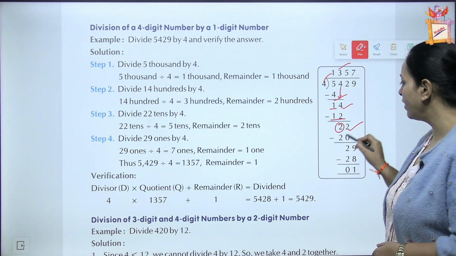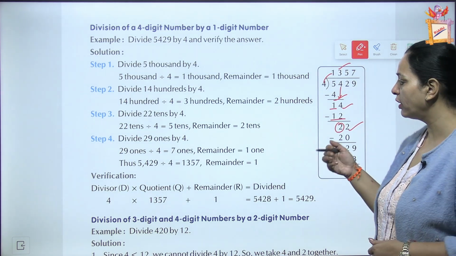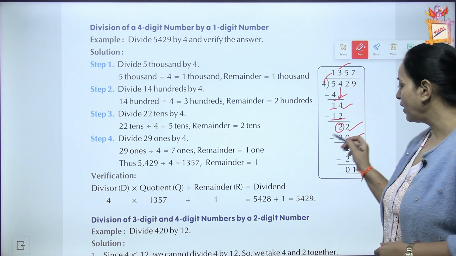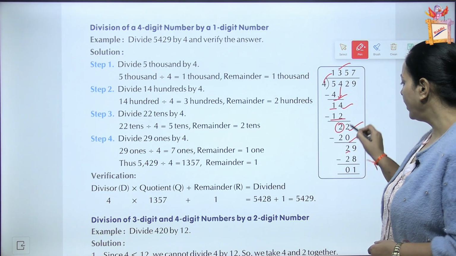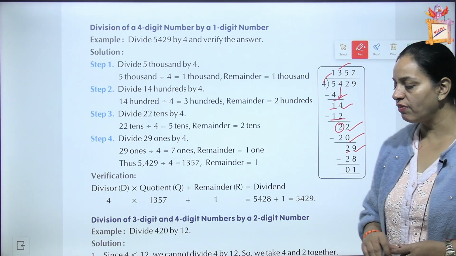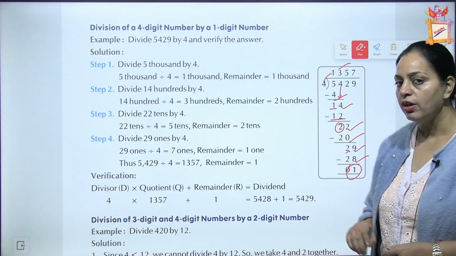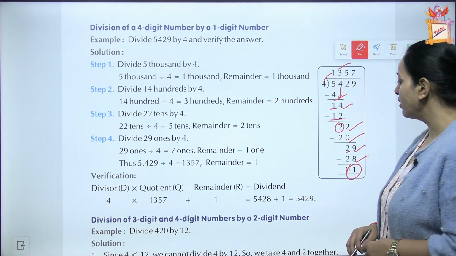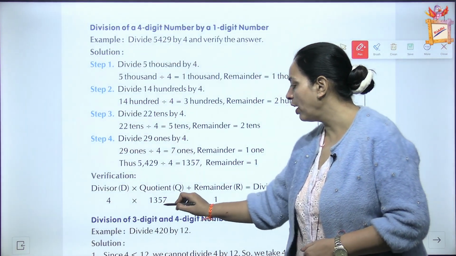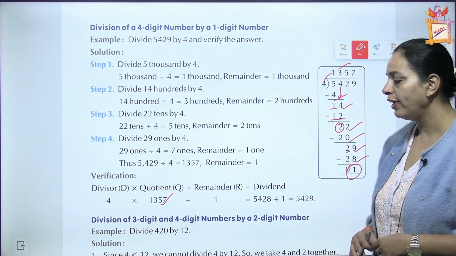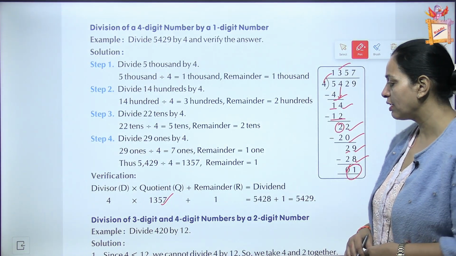Take the next digit, it becomes 22. Recall the table of 4. 4 5s are 20. Okay. Minus कर देंगे, 2 here. Take the next digit, 9. 4 7s are 28. So 1 is left, 1 is less than 4, 1 is the remainder and 1357 is the quotient. Now we can verify divisor into quotient plus remainder.